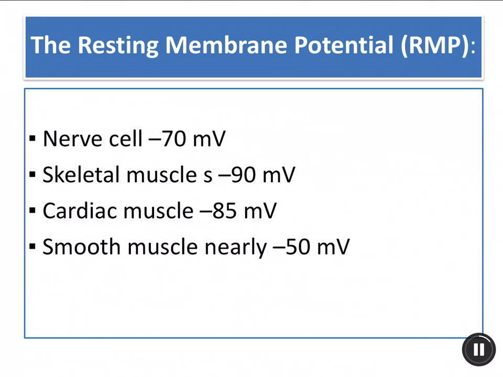The resting membrane potential is different from one cell to another. Nerve cell minus 70 millivolts, skeletal muscle minus 90 millivolts, cardiac muscle minus 85 millivolts, and smooth muscle nearly negative 50 millivolts.